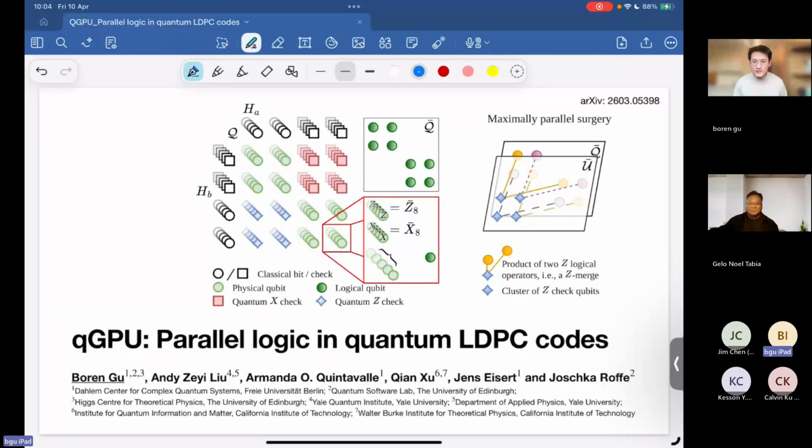Today I'm going to talk about a recent work where we have this QGPU thing, but this is just for an ideal illustration. It is not a real GPU in the quantum sense. We're not dealing with graphics either. We're just trying to emphasize the parallelism of logical operations that we can do with a specific code and logic co-design.